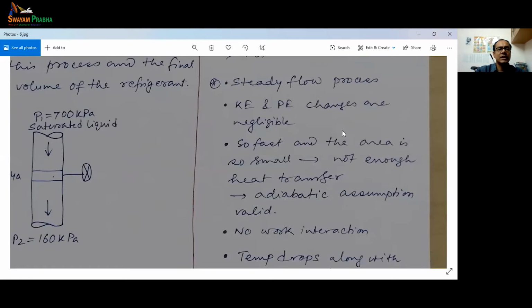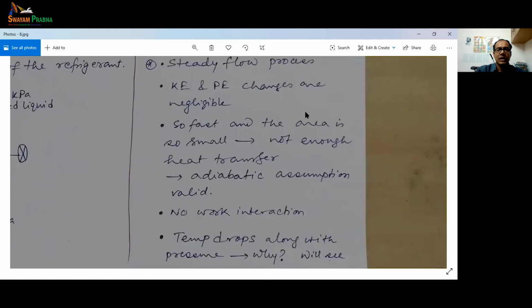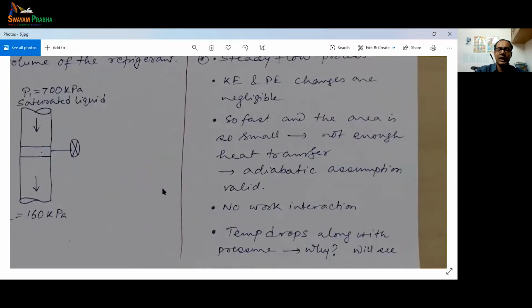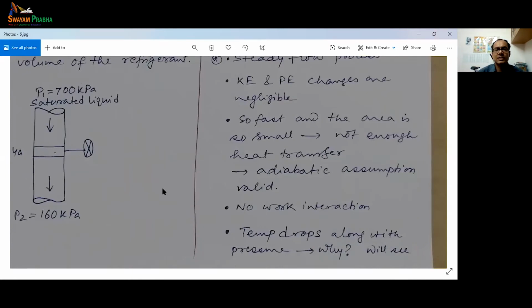Okay, and the potential energy also does not change. And this process is flow through a narrow restriction, right? It is so fast and the area is so small that the fluid cannot have enough heat transfer. So we can also put the adiabatic assumption. Whenever a process is very fast, heat transfer time is small and the area is also very small. So it does not have either time or enough area. That is why heat transfer will be very minimal and we can assume it to be an adiabatic process.